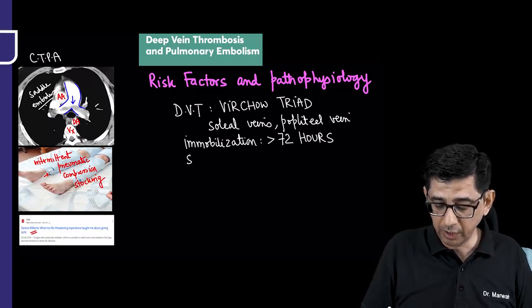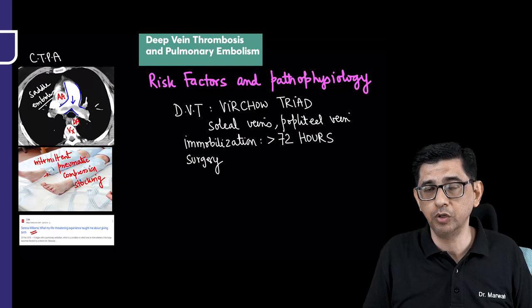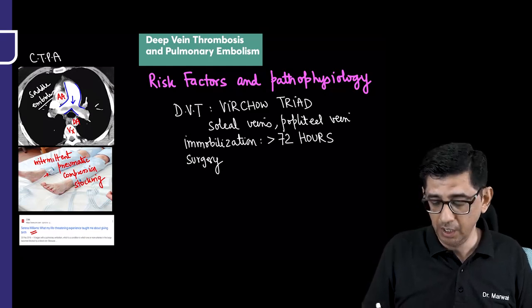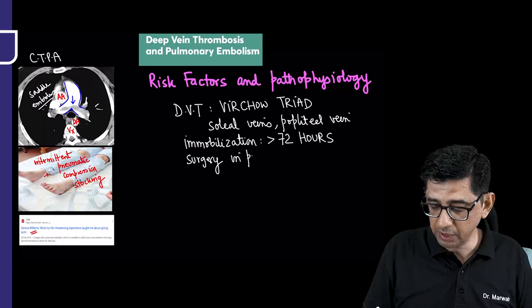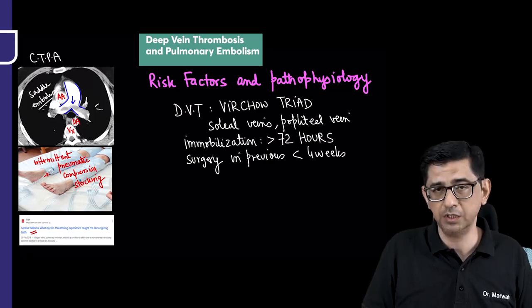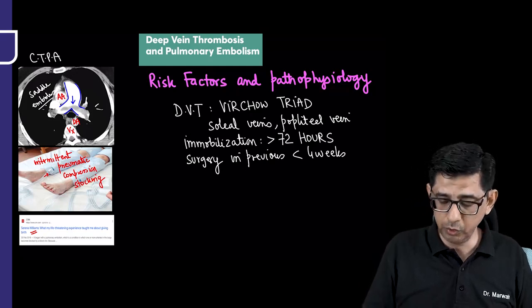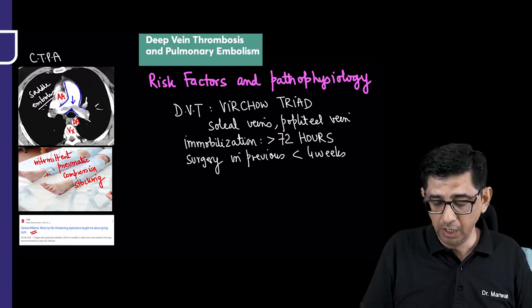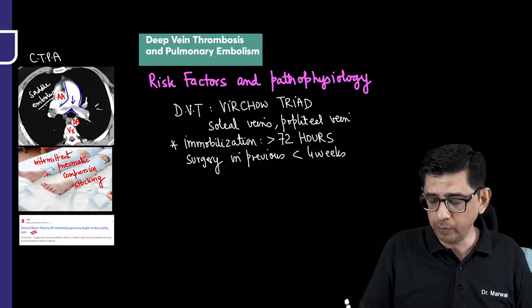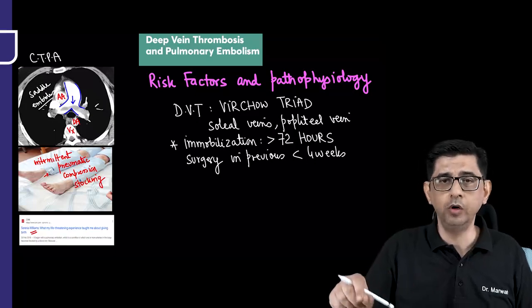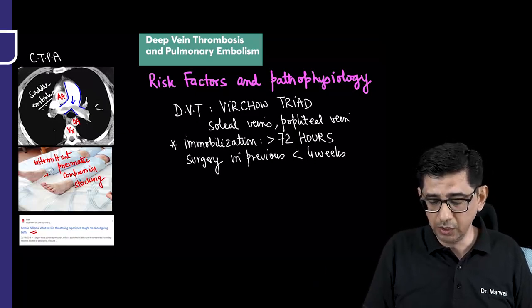Another risk factor can be surgery, any kind of surgery. It could be major surgery, cancer surgery, orthopedic surgery, joint replacement surgery. Surgery in the previous 4 weeks is again an important risk factor for the development of pulmonary thromboembolism. In the later part of this discussion, I'm going to teach you clinical decision rules. In those rules, these statements will come up once again: immobilization, where he might not mention the duration and might just say prolonged immobilization, or surgery in the previous 4 weeks.